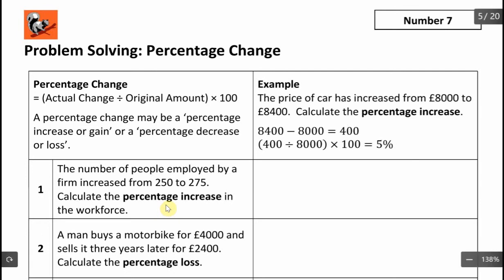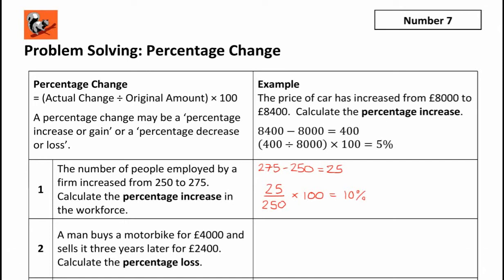Alright, so number one, the number of people employed by a firm increased from 250 to 275. So first off, the actual increase there was 25 people. So we're working out what 25 is as a percentage of the original amount, 250. Now that's a nice easy one, because when we do that, we will find that it is 10%. So that's a 10% increase. Okay, pause the video here, have a go at some yourself, use your calculator, and then unpause the video and mark your work.